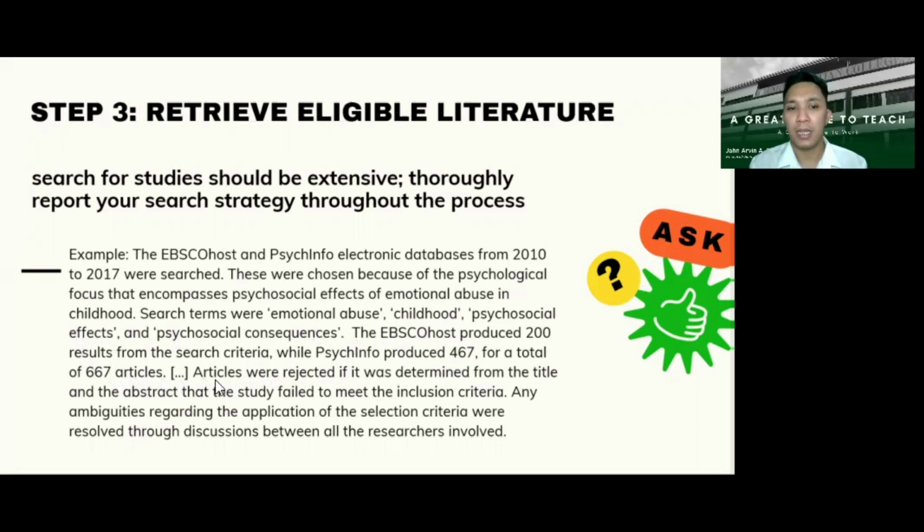Articles were also rejected if it was determined from the title and the abstract that the study failed to meet the inclusion criteria. Okay? If it fails to meet the inclusion criteria, then those titles were not going to be included in your literature review. Any ambiguities regarding the application of the selection criteria will be resolved through discussions between all the researchers. So it is important that all the researchers collaborate in doing a systematic RRL because you are going to analyze which of the articles you can use in your literature review.